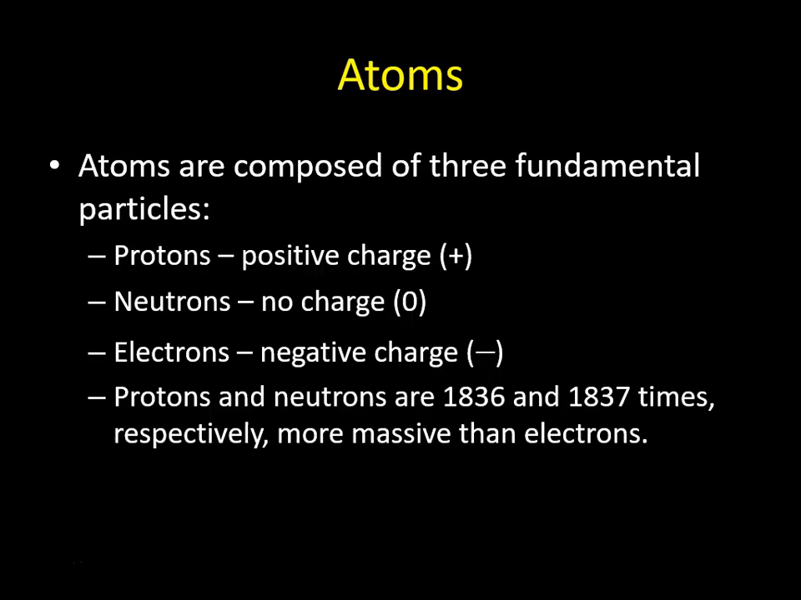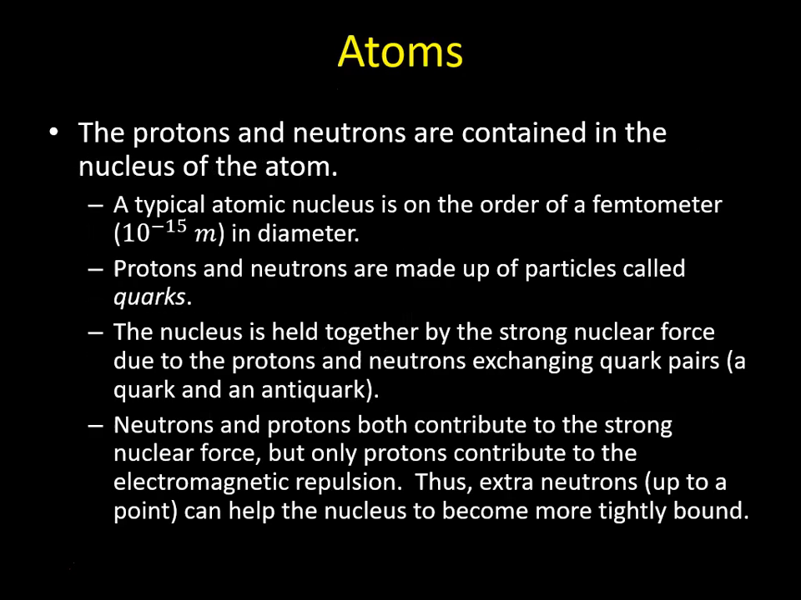Okay, so why does it work like this? First, we need to talk about atoms. So we're going to take a digression here to talk about atoms. As you know, they're composed of three fundamental particles: protons, neutrons, and electrons, where protons are positively charged, electrons are negatively charged. The protons and neutrons are much, much more massive than the electrons, which means that as the electrons orbit around, the protons can be thought of as really not moving. And the protons and neutrons are contained in the nucleus of the atom.